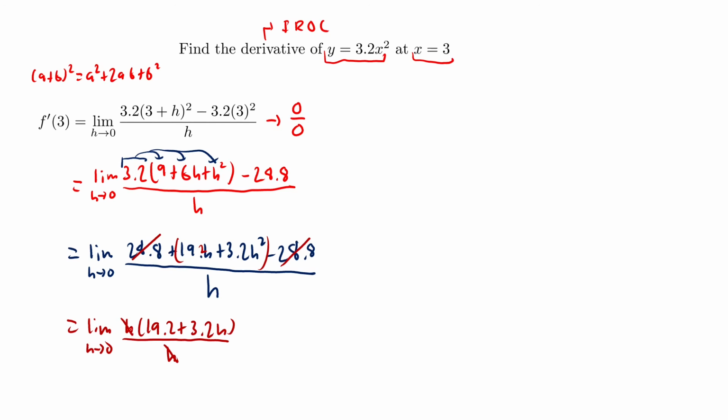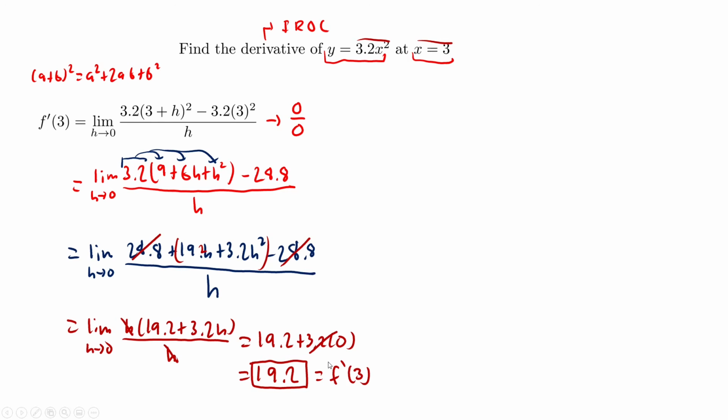And now that we've actually canceled the h's, we can attempt to do this by direct substitution. So I can plug in 0 for h. And when I do that, we're just going to be left with 19.2. So 19.2 is the derivative or the instantaneous rate of change of y equals 3.2x squared at x equals 3. So this is also what we will call f prime of 3.